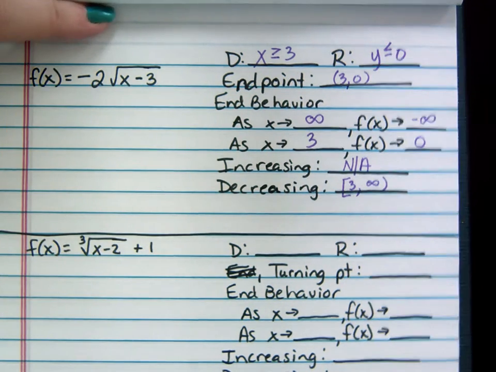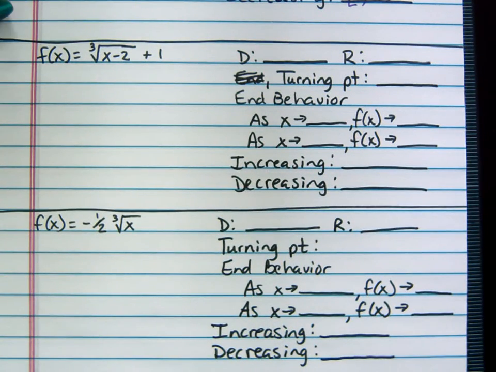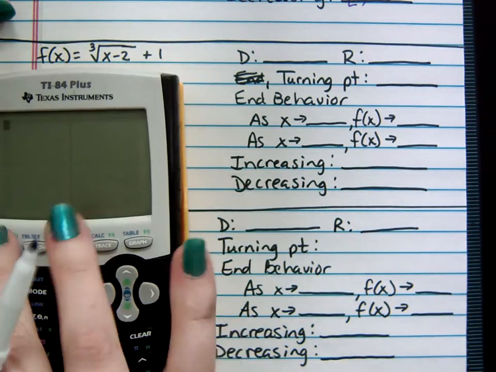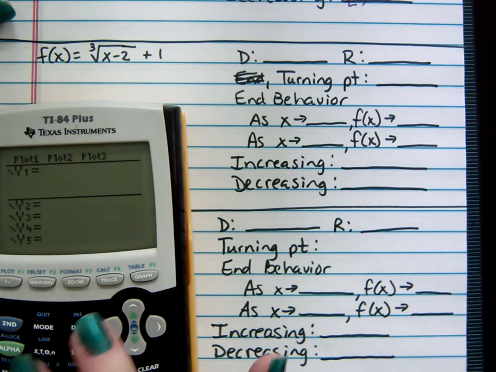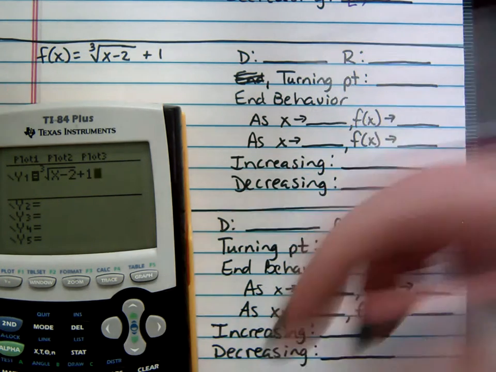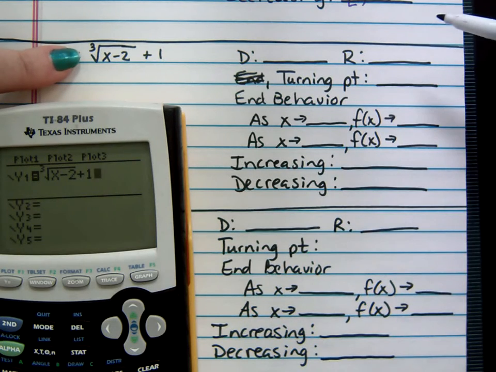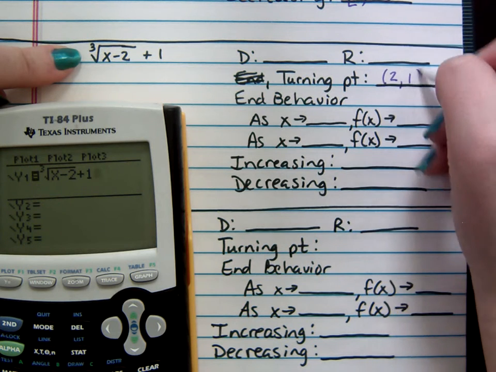Alright, let's look at a couple of cube root functions. Now for a cube root, okay, so we have the cube root of x minus 2, plus 1. Now, before looking at the graph, I can tell what my turning point is going to be, the same way as I got my endpoint on the square root functions. My turning point will be at (2, 1).